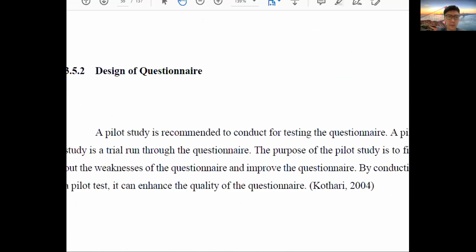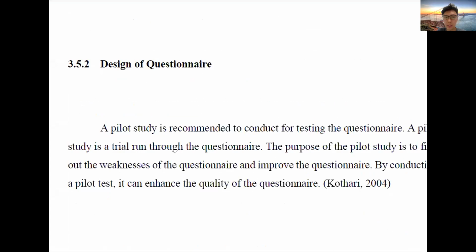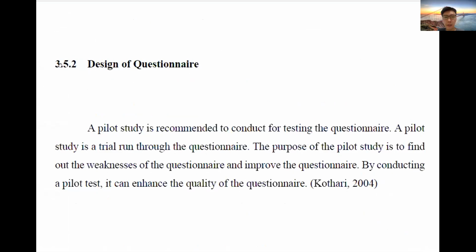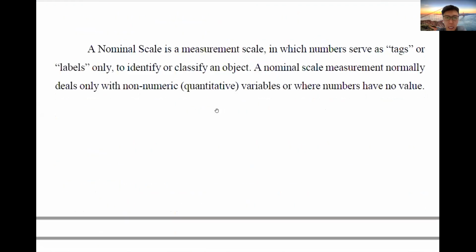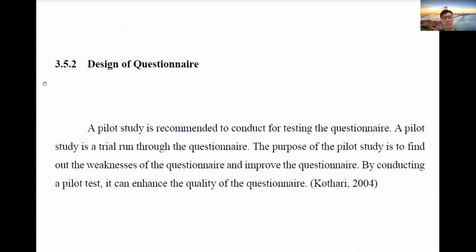I want you to do this because later in your chapter three, and now you are doing chapter one and two, right? Literature review is chapter two. After the literature review is chapter three, methodology. In section 3.5, you will do the design of your questionnaire and the design of your interview questions.